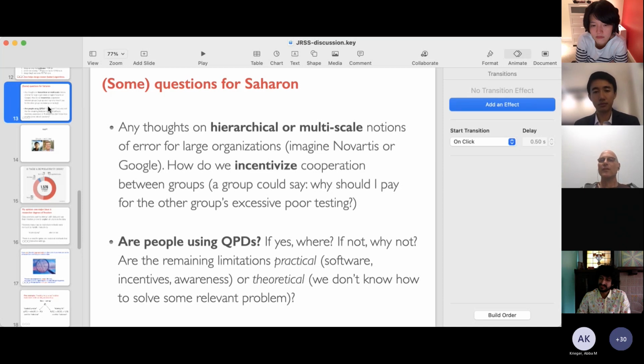But if the question is whether the concerns are mostly practical or theoretical, I would say that it's mostly theoretical. One thing that I don't know if it's practical or theoretical is that people have a really hard time disconnecting from p-values.